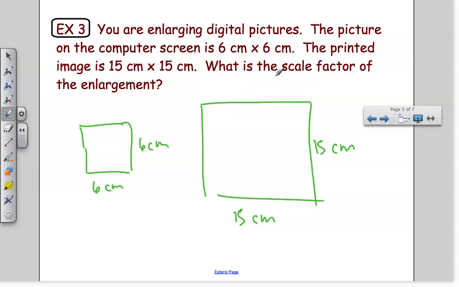Maybe I don't need the picture here, but it says what is the scale factor. Now, with scale factor of enlargements, you do want the larger number first because you want the new image to come first. You want to see whether the first number is bigger or smaller. And it is an enlargement.